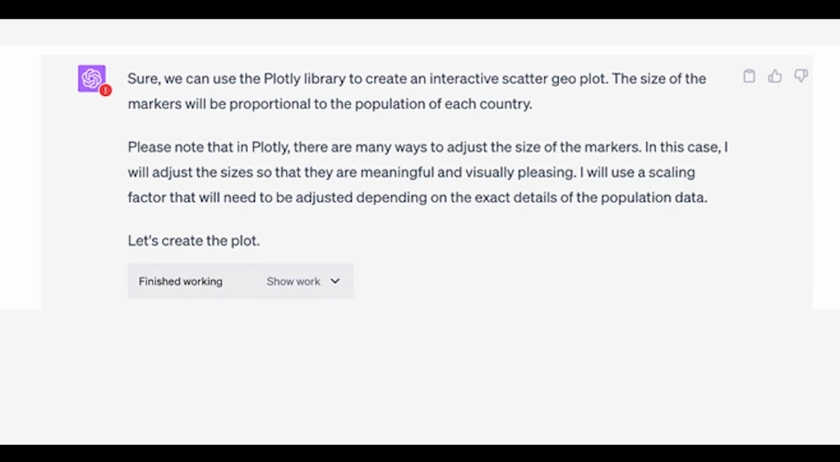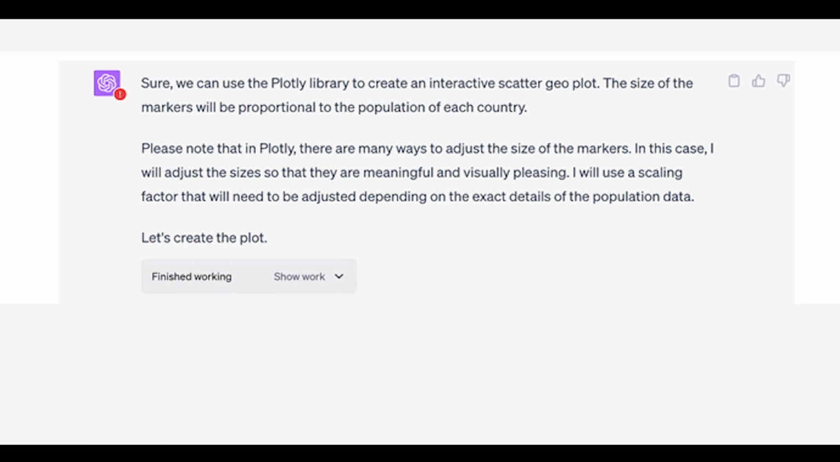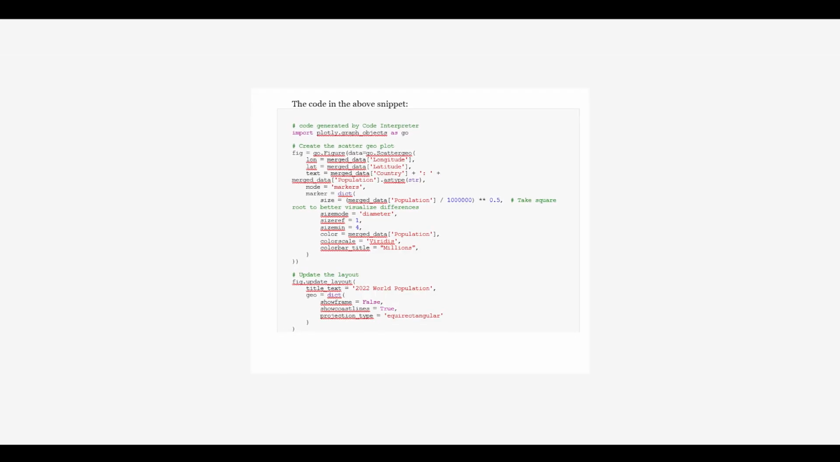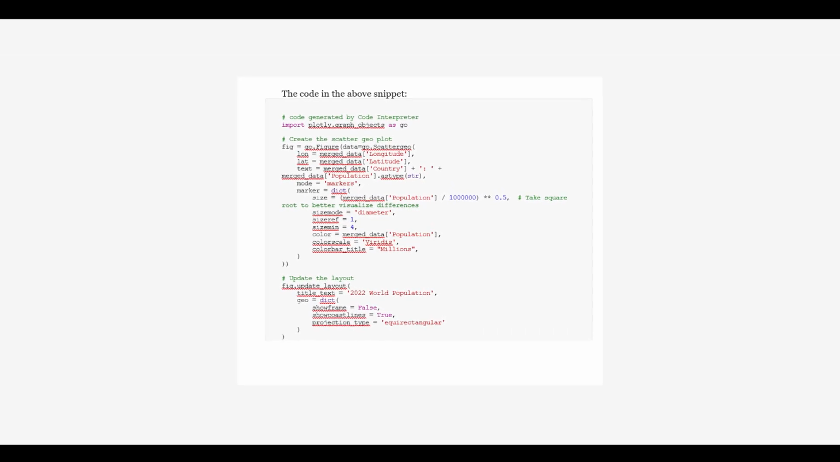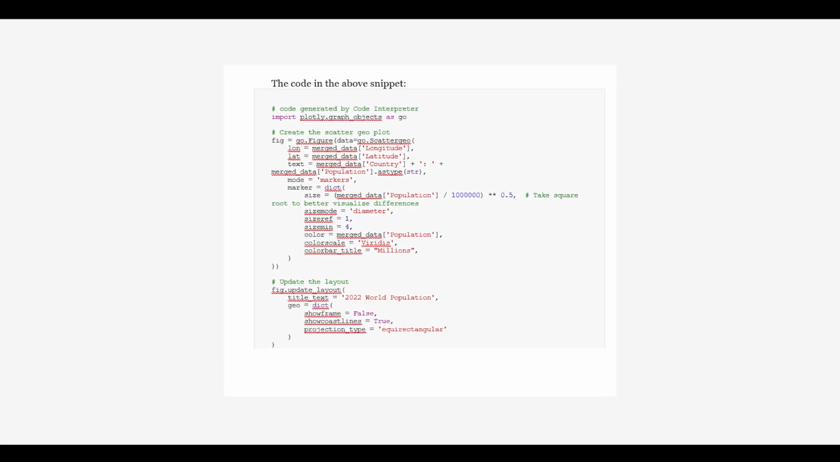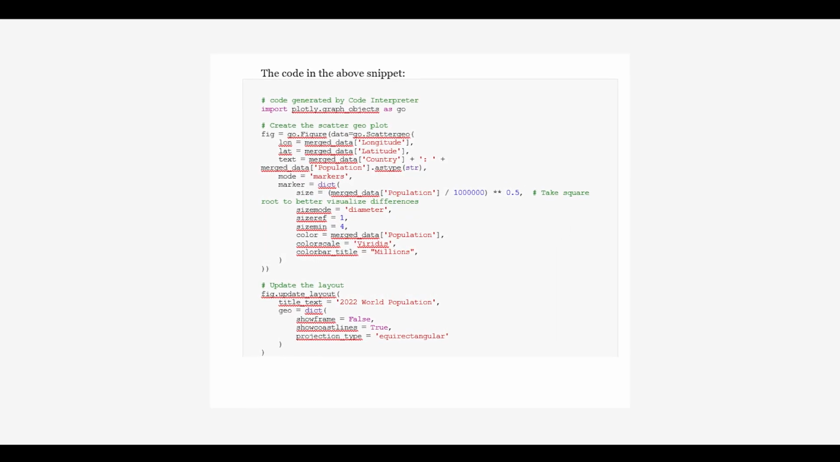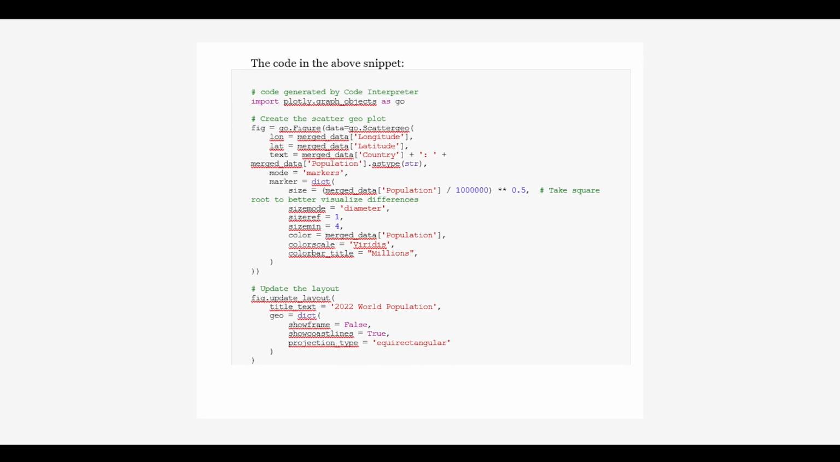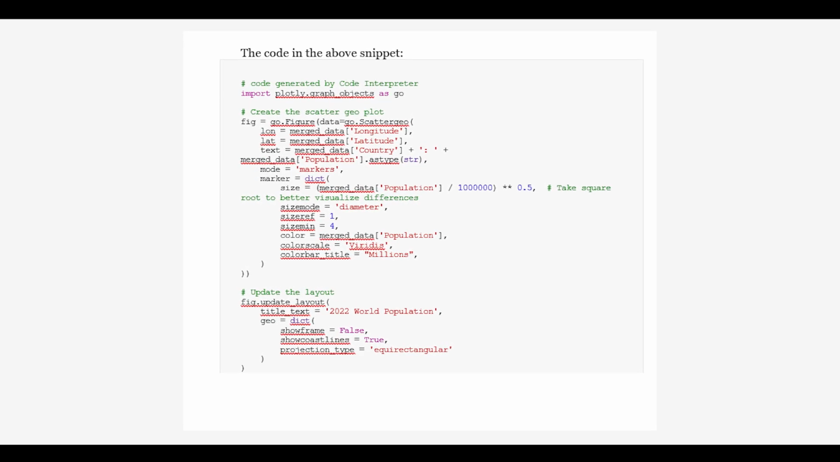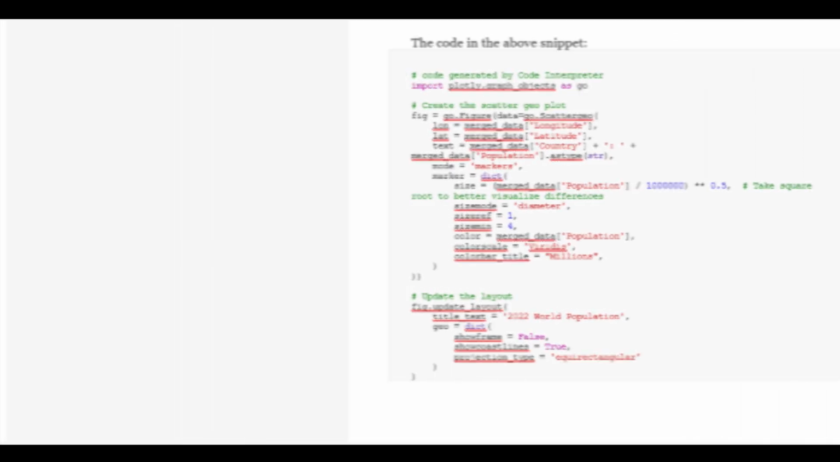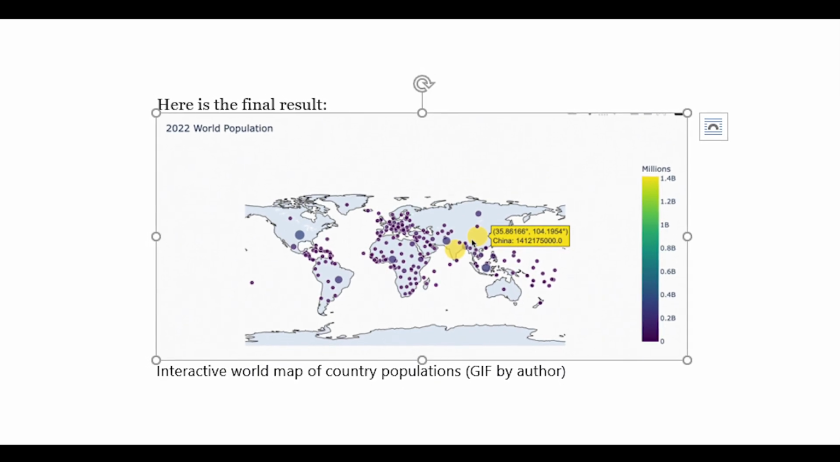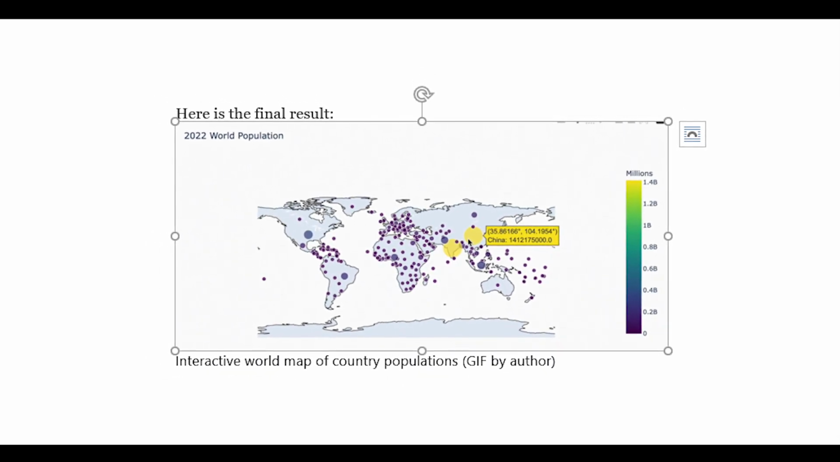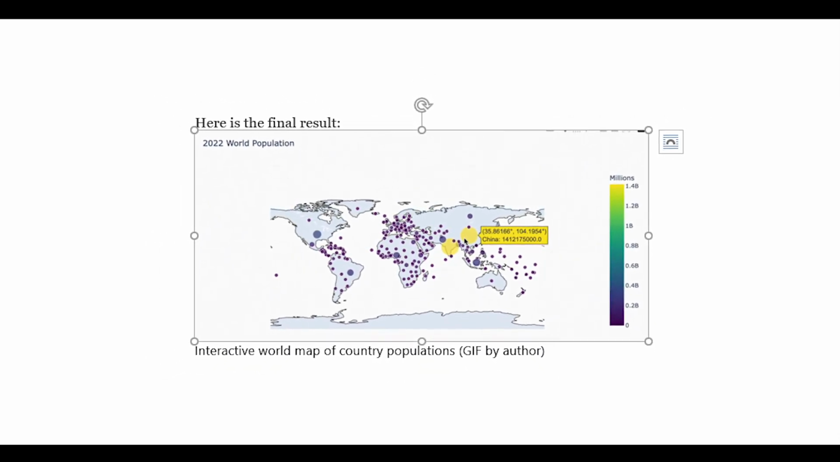So then I simply asked for Plotly, which is what I had in mind in the beginning. It could not show the interactive world map in the browser, but successfully wrote the code to generate it. All I had to do was just copy and paste the code in Jupyter Notebook. Here is the final result. We have an interactive world map of country populations.